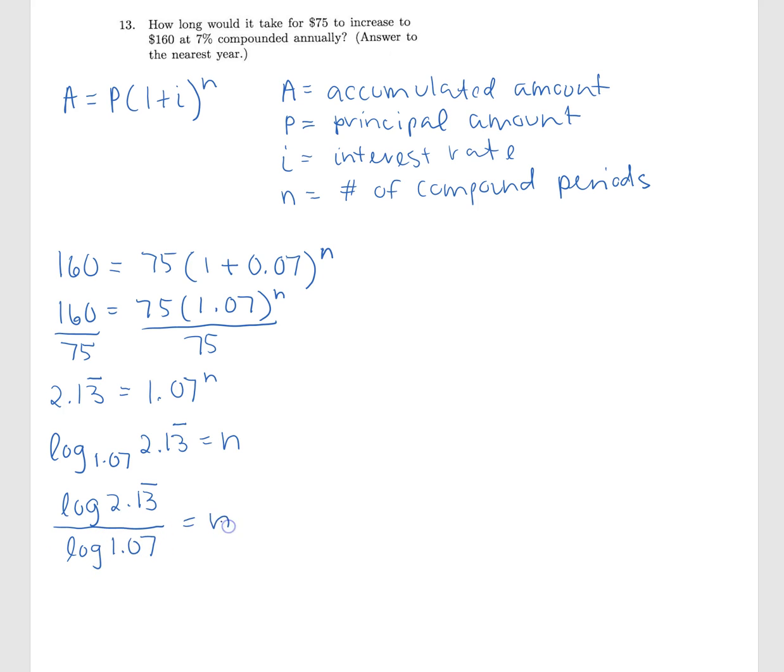And that equals n. So this then we can just put into our calculators, and we end up getting another pretty messy decimal, but it ends up being around 11.2. So we can say n is about equal to 11.2, and the question just asks us to answer to the nearest year. So that's going to round down to 11 years. So 11 years is the answer to question 13.